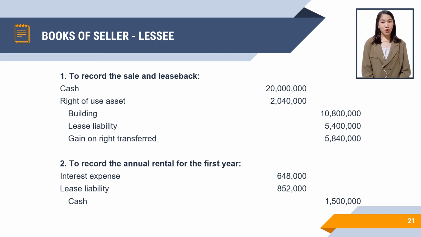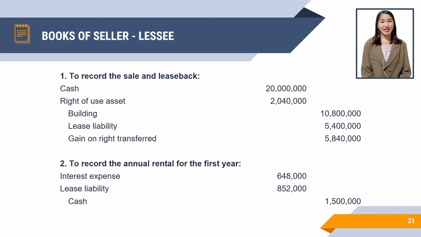So first, we have to debit interest expense 648,000. Nakuha natin to by simply getting the 12% of the lease liability of 5.4 million. So bakit nga ba 12%? Kasi yun yung given na interest rate.